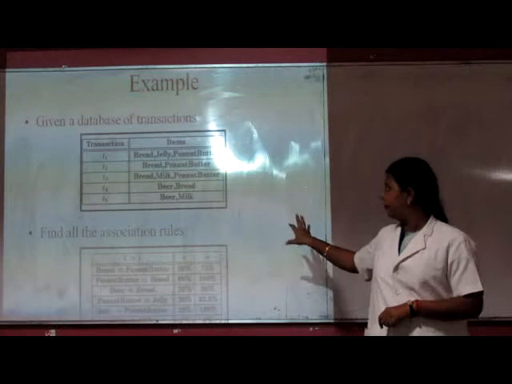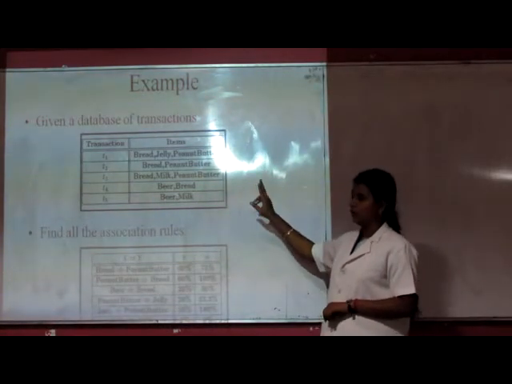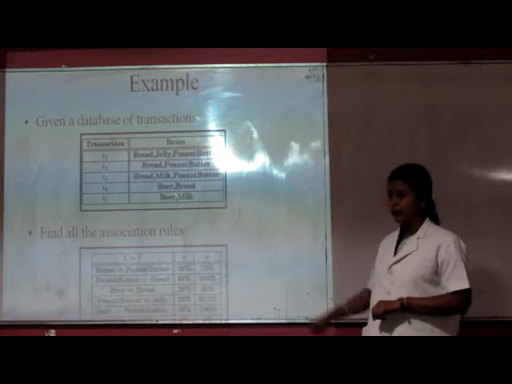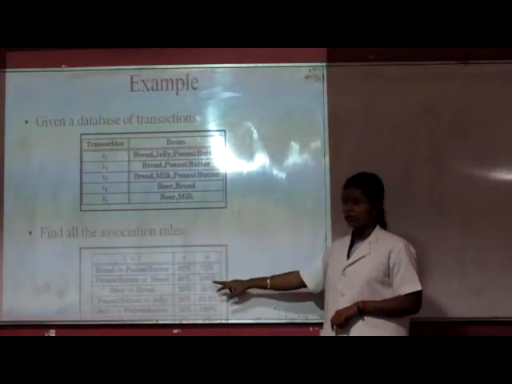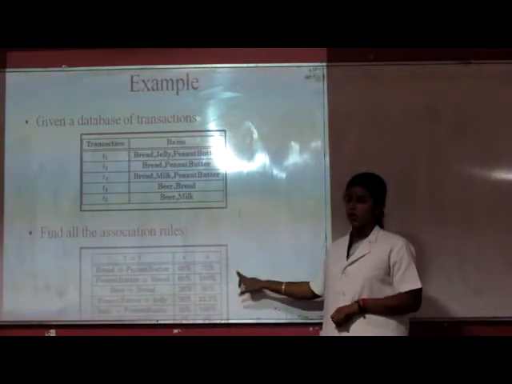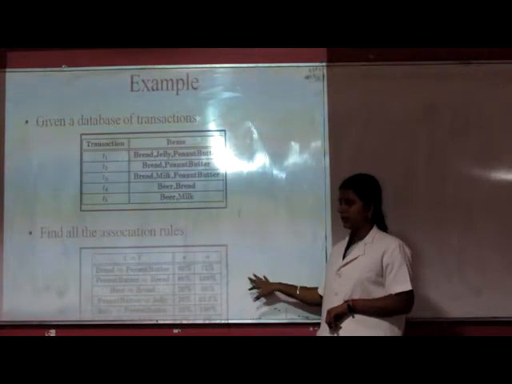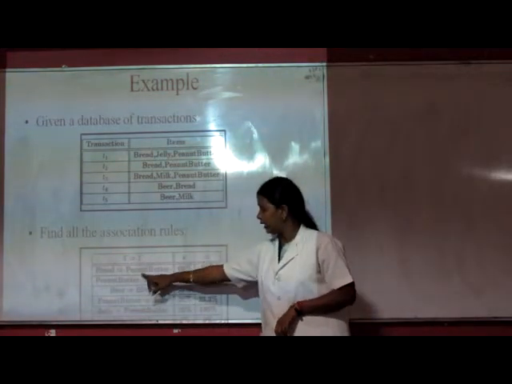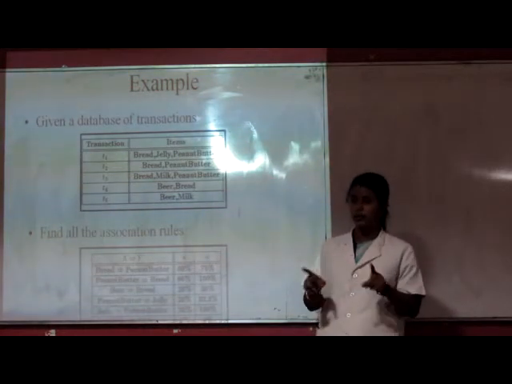So this is an example of a transaction database having 5 transactions with bread, jelly and peanut butter. I am going to find out the support and the confidence level, the percentage of confidence. Support means the number of transactions that have the item. If I take both bread and peanut butter, how will these two be associated?